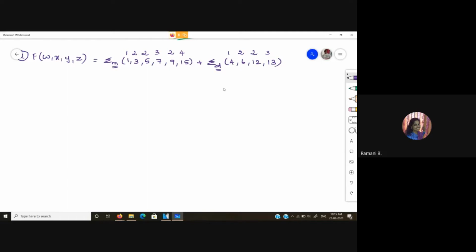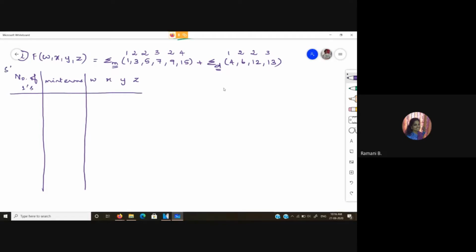Okay, so now with this, let us write the first step. The number of ones, then the minterms, then the variables w, x, y and z. So the first step. We don't have a zero number of ones here, so straight away one number of one. So first I write 1, so 0 0 0 1. Then we have 4, 0 1 0 0.